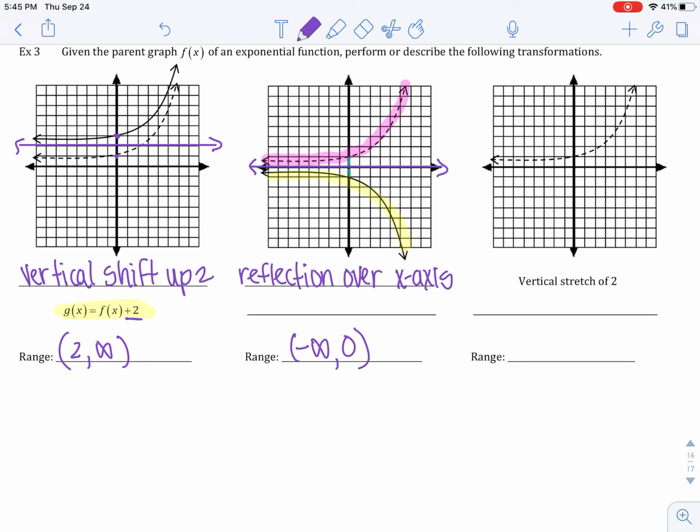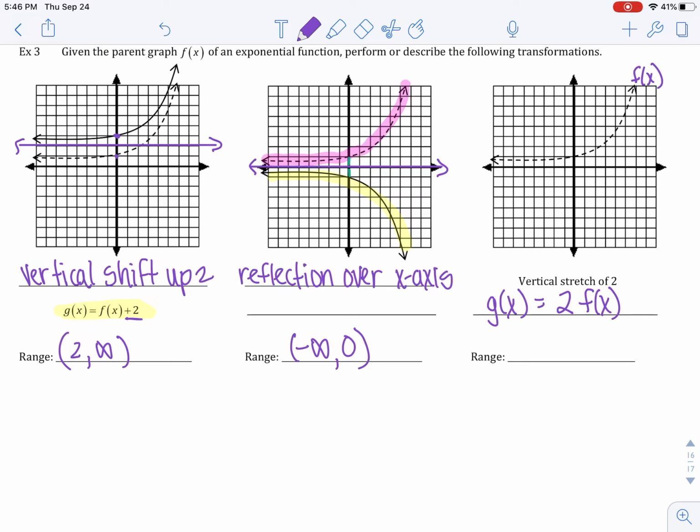Okay, and the last one. Ooh, the last one, they're just giving us words. We got this though. So it says a vertical stretch of 2. So if I look back up at my notes at the top, it said stretches are in the beginning. So let's just write out our new function. Originally that dash is f of x, right? If you want, you can label it. And a stretch is in the beginning, so I'm going to put that 2 in the beginning.